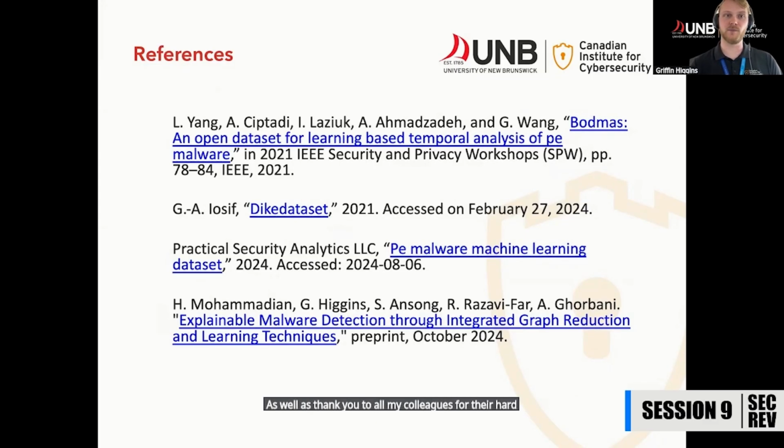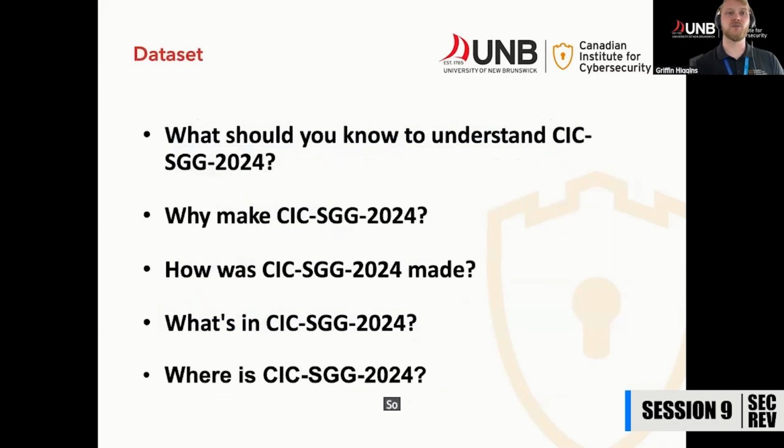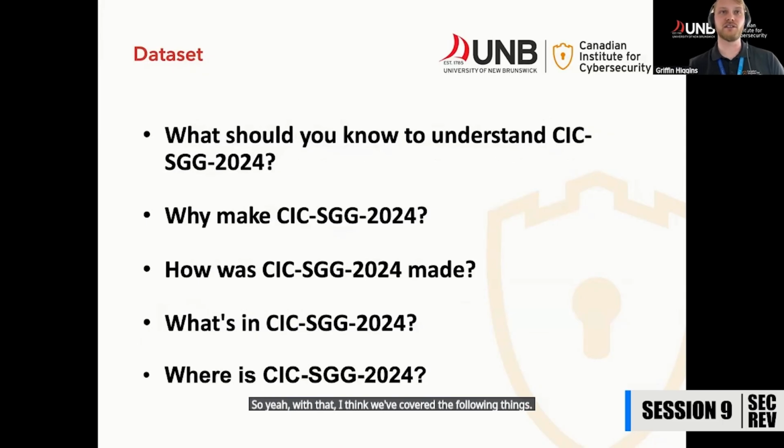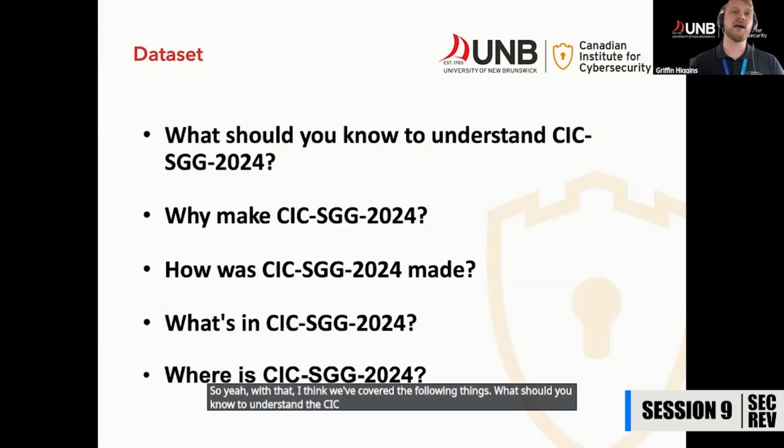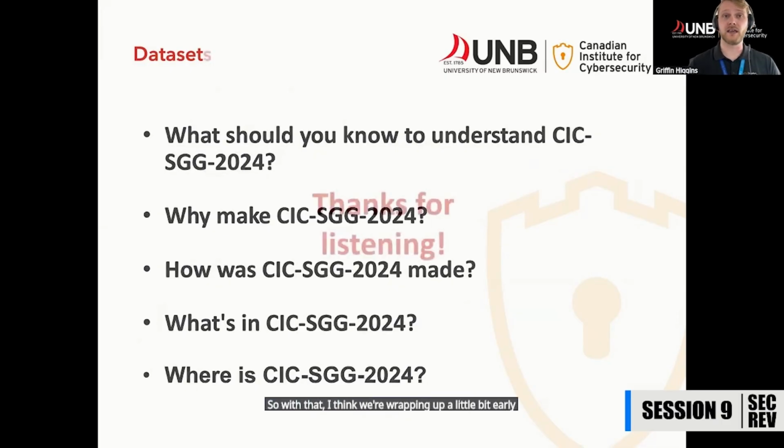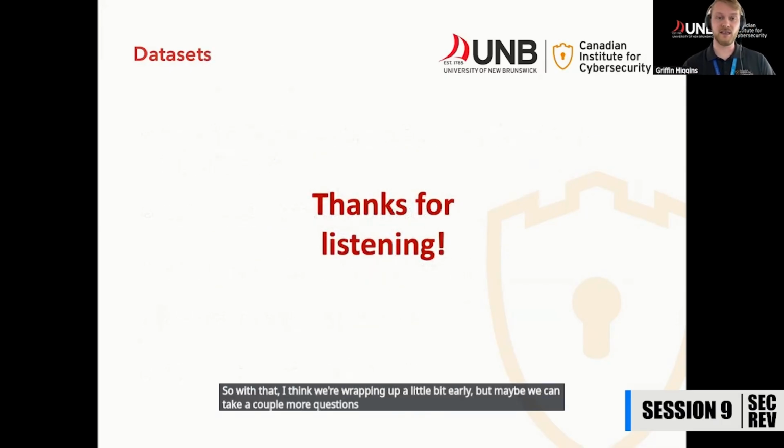on our papers. So yeah, with that, I think we've covered the following things. What should you know to understand the CIC dataset? Why make the dataset? How is it made? What's actually in it, and where can I get it? So with that, I think we're wrapping up a little bit early, but maybe we can take a couple more questions if that's the case. Thank you so much.